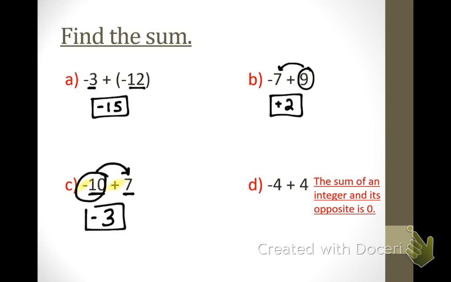For this next one, problem D, I want you to pull out your red pen, and I want you to write something in the notes right there off to the side. I've got a little box there that says the sum of an integer, which is a positive or a negative number, and its opposite is always going to equal 0.